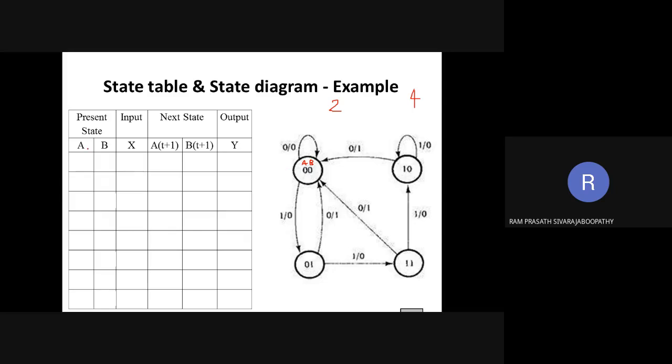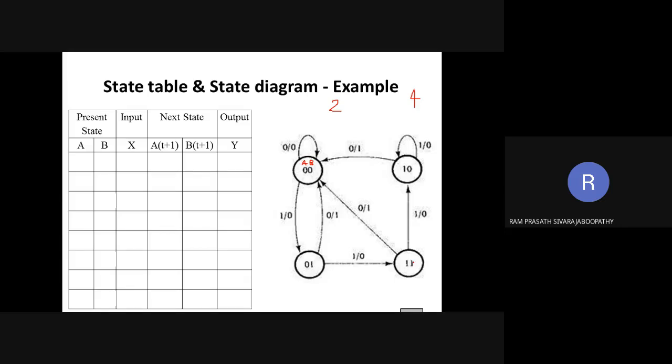Clear? See, present state-ல A B-னு போட்டுக்கோங்க, அது present flip-flop-ஓட output என்னன்றதை இங்க indicate பண்ணணும். A of t plus 1, B of t plus 1 indicate the output of the flip-flop after applying the clock pulse. Clear? So at any point of time, the flip-flop output can be 0 0, or 0 1, or 1 0, or 1 1. So totally we are having 4 states: state 0, state 1, state 2, state 3.